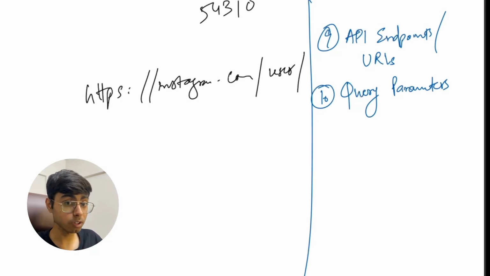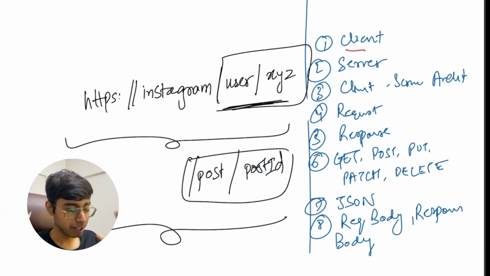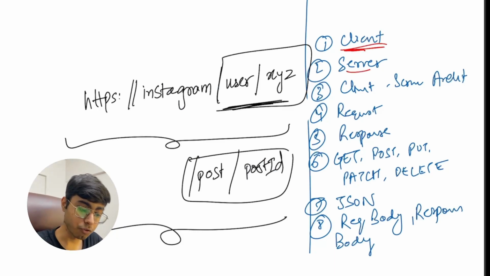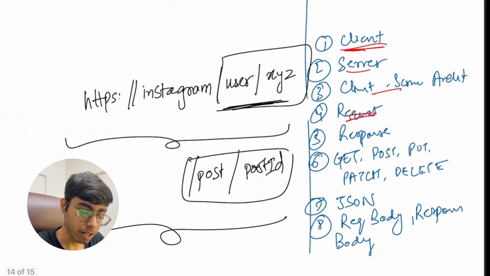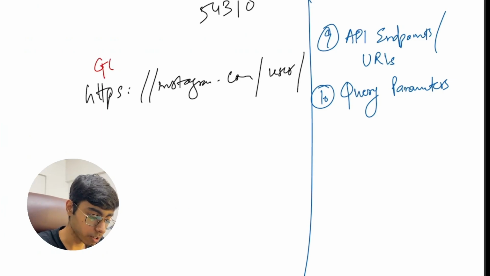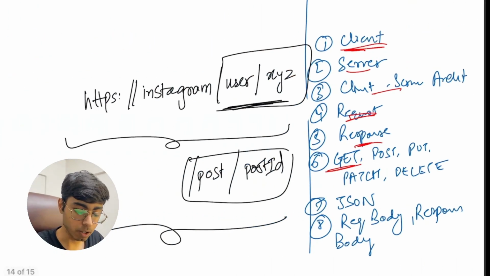I'm mixing all the stuff, so be very focused here. Let's start from scratch. I'm a client, making a request to the server, following a client-server architecture. I'll get a response back. I want to get some information, so I'm making a GET call.